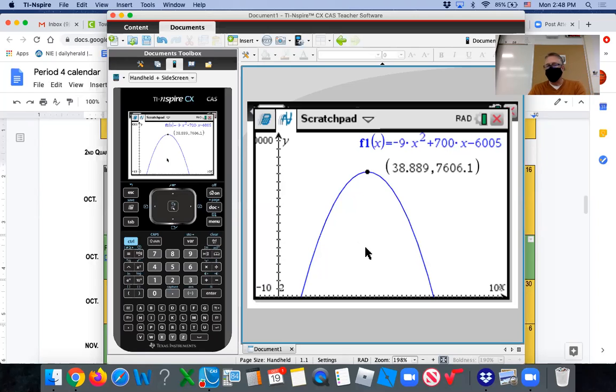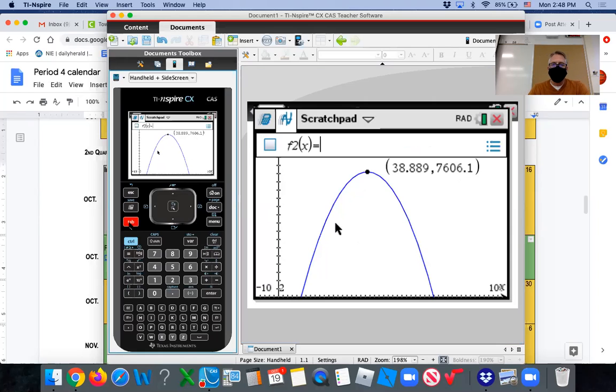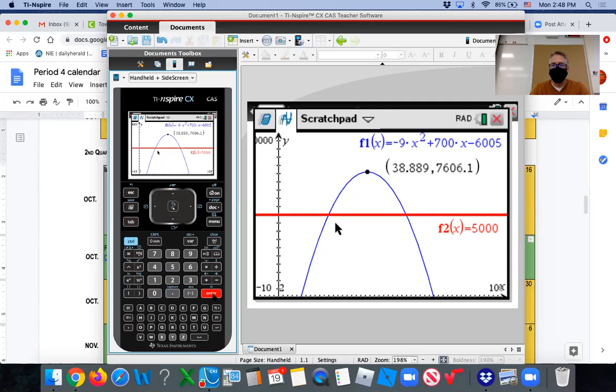Another question might be for this function, how many widgets do you have? So here we make $7,600. So how many widgets would you have to produce to make $5,000? Well, 5,000 would be down here somewhere. So what I could do is I could graph another line at 5,000. If I hit the tab button, which is the third one down over here, it allows me to type in another function. In fact, you can type in many of them. So I'm just going to type in 5,000 and hit enter.